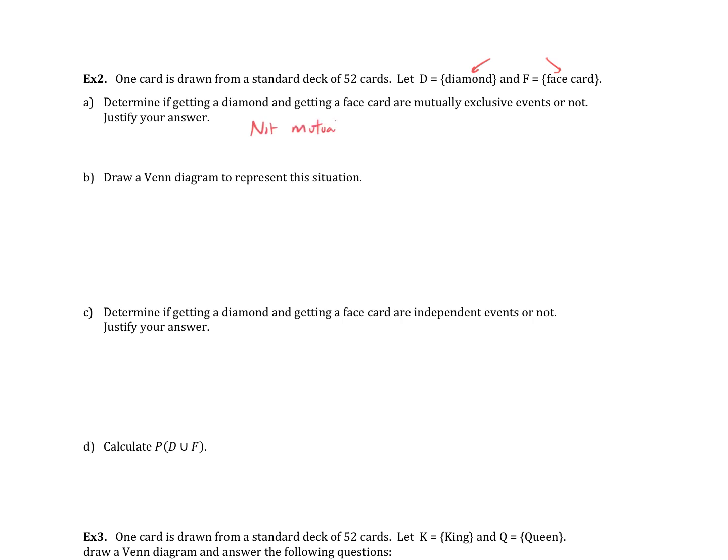Not mutually exclusive, because you could have a diamond face card. You could have the queen of diamonds. That's a diamond and it's a face card. There are other examples. Draw a Venn diagram to represent the situation.